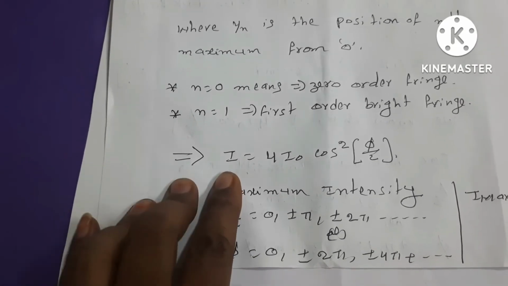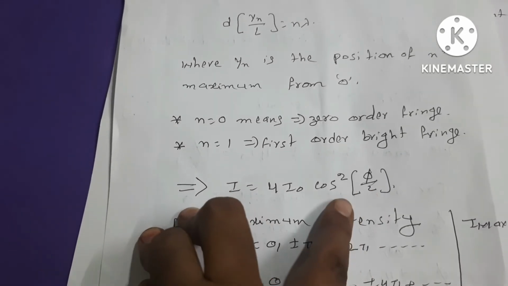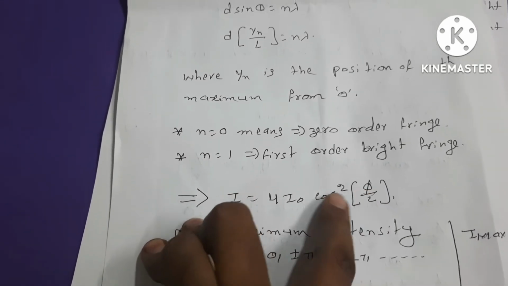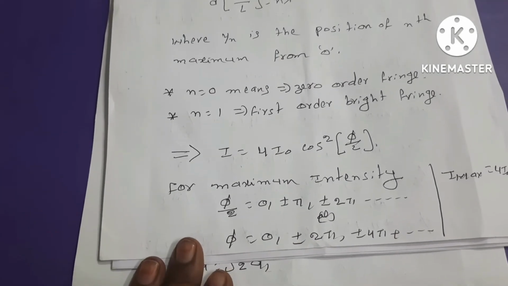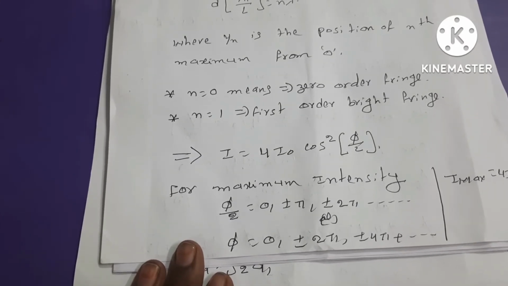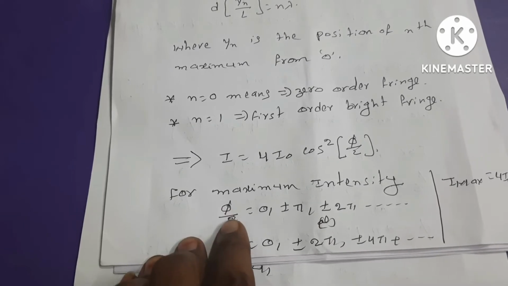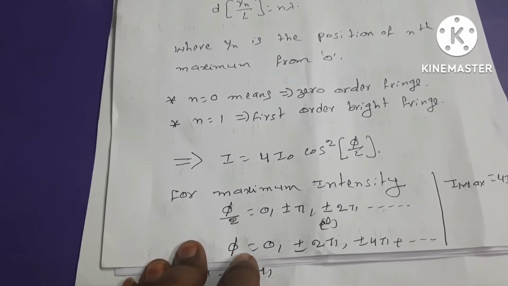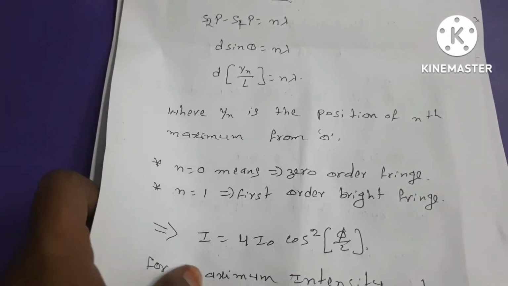The normal formula is intensity I equals 4 I naught cos square (phi by 2). Based on the phi value we get minimum or maximum intensity, that is constructive or destructive interference. Here phi by 2 equals 0, plus or minus pi, plus or minus 2 pi and so on. This is for maximum intensity. In terms of phi, you get 0, plus or minus 2 pi, plus or minus 4 pi and so on. This is about the Young's double slit experiment.